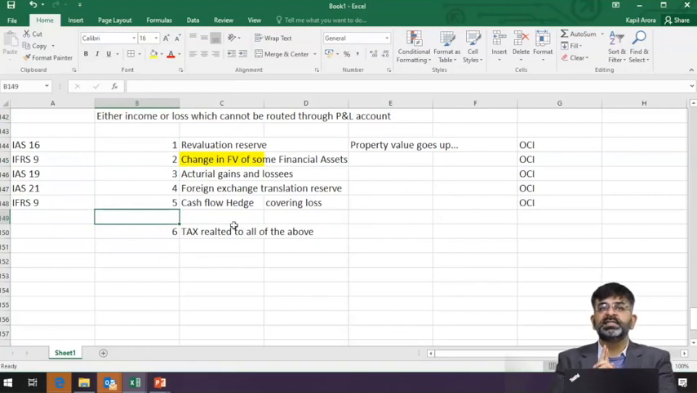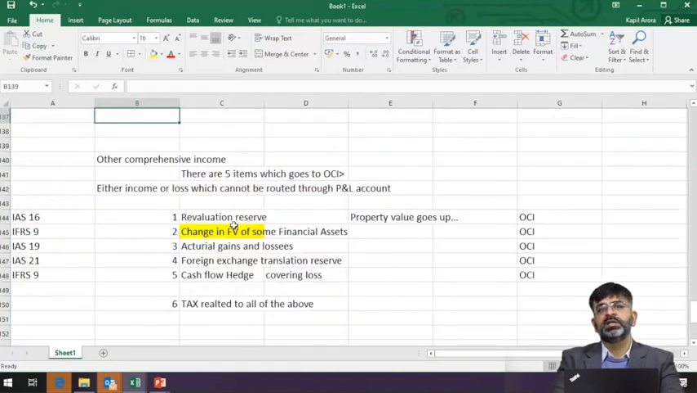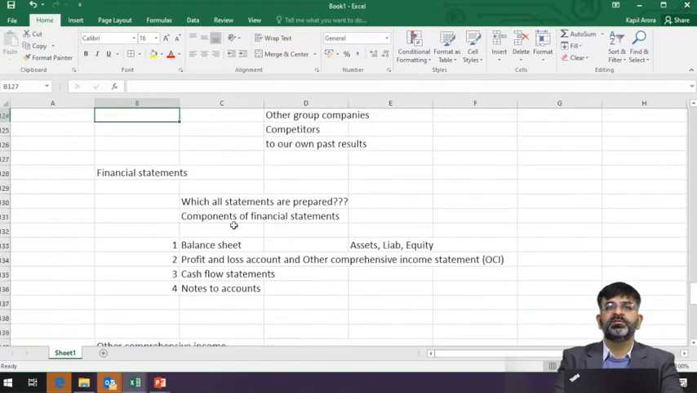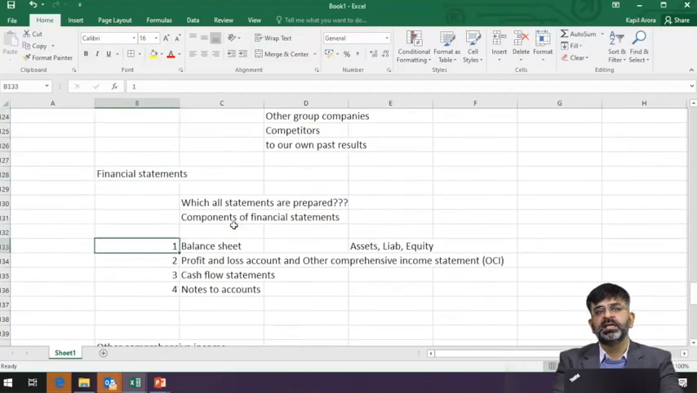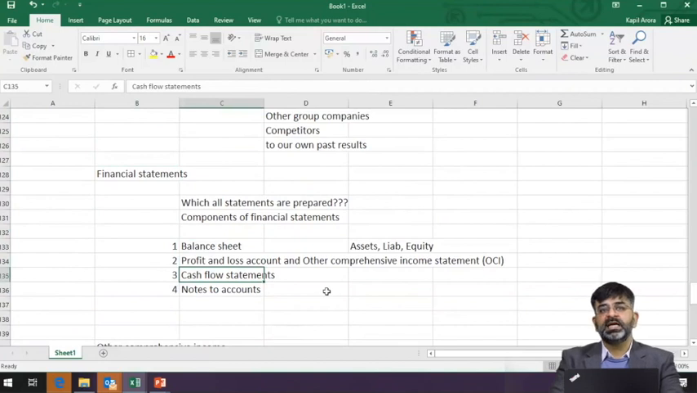So there are only 6 items which go to other comprehensive income: revaluation reserve, change in fair value of some financial assets, actuarial gains and losses, foreign exchange translation reserve, cash flow hedge, and tax related to all of the above. So these are the 6 items which will be going to the other comprehensive income. So we have discussed the balance sheet, we have discussed P&L and other comprehensive income. The third thing is cash flow statement.